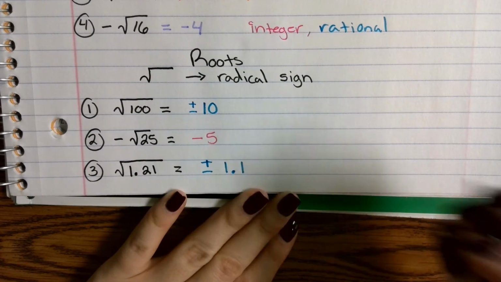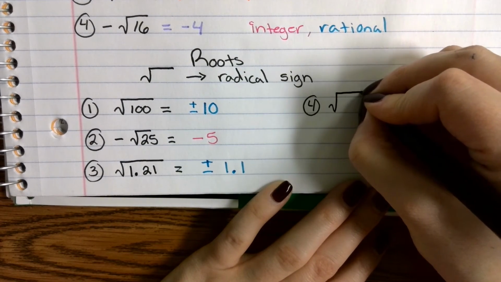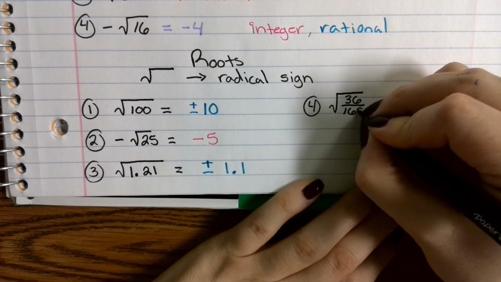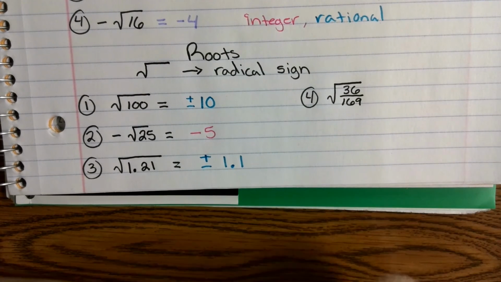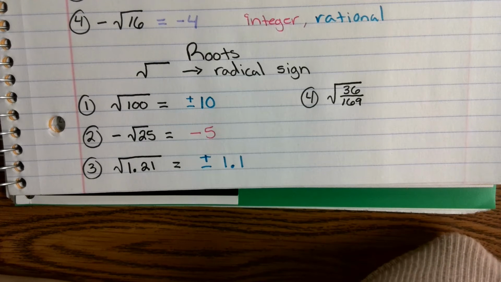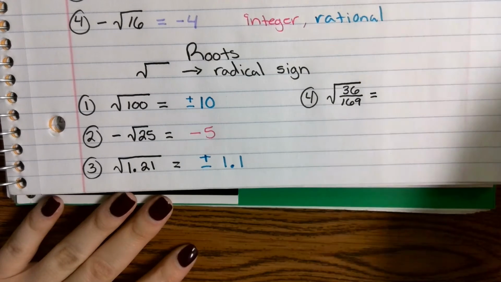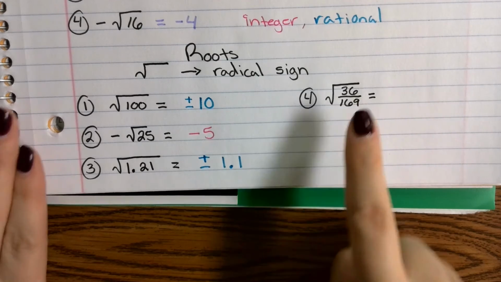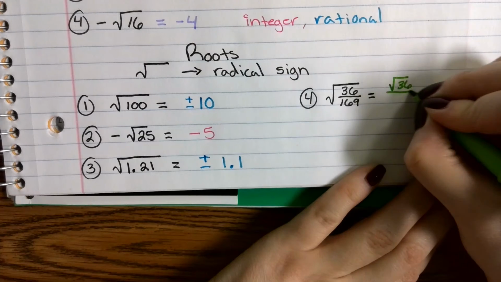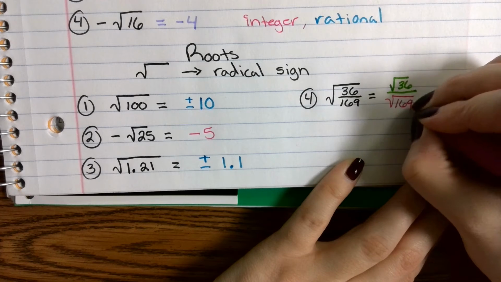Why don't you guys go ahead and tell me what you think this is going to be. What do you think? 6 over 13. You have to take the root of both the top and the bottom. When you've got the entire fraction inside of the radical, then that means you're taking the square root of 36 over the square root of 169.